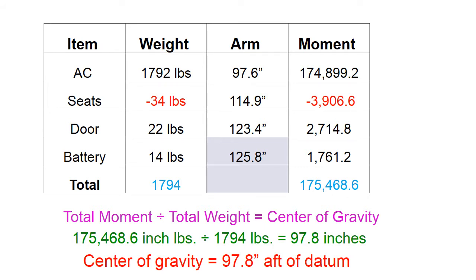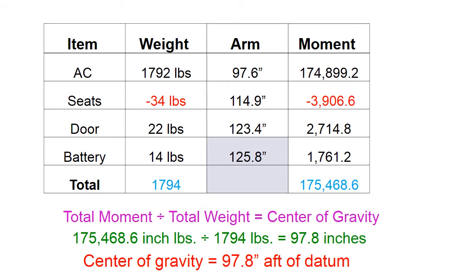We will begin to fill out the chart by listing our items: the aircraft itself, the two seats that are being removed, and the door and the battery that are being installed. We will then input the corresponding weight and arm for each item, remembering that if an item is being removed from an aircraft, its weight is listed as a negative number.